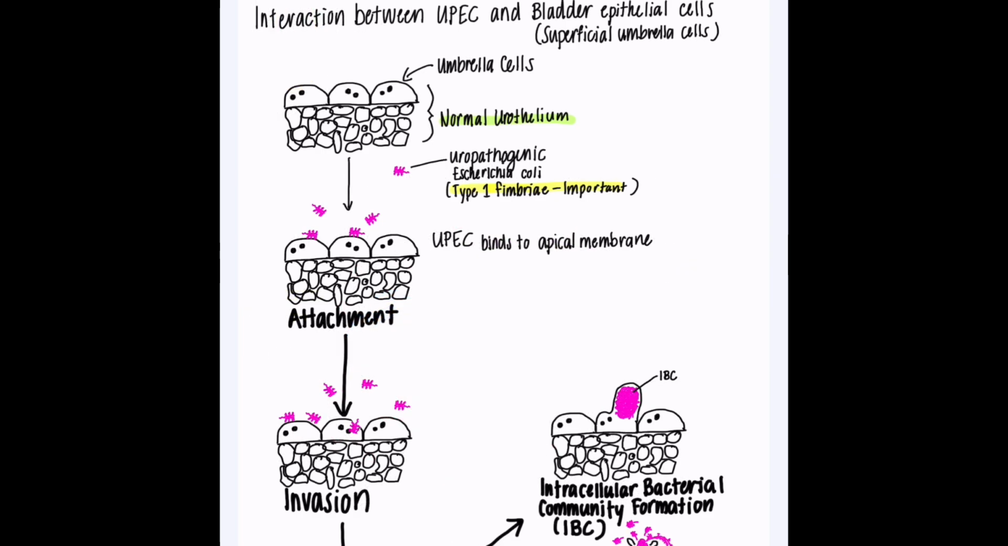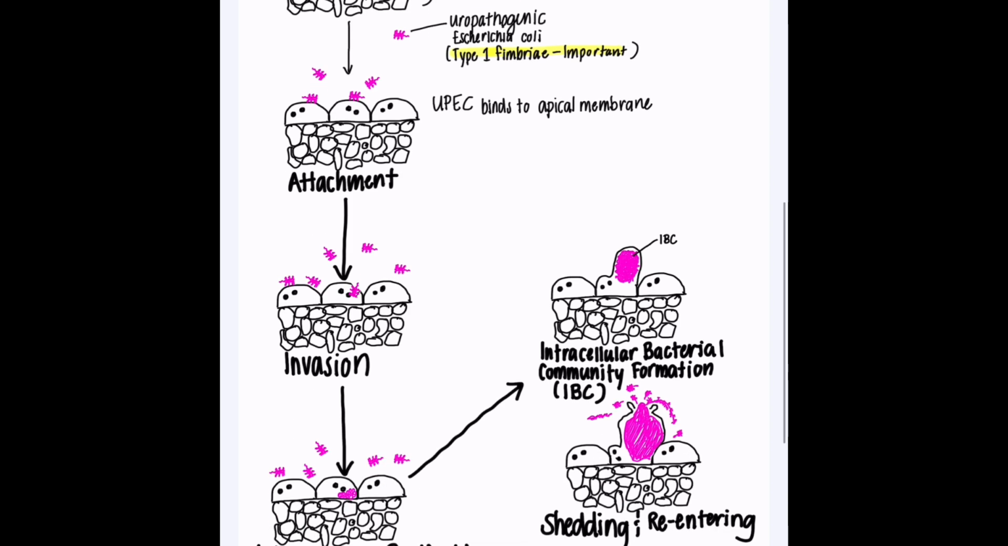Diving deeper into the interaction between UPEC and bladder epithelial cells, specifically the superficial umbrella cells shown here, you can see the attachment that UPEC does by binding to the apical membrane through the type 1 fimbriae. It begins an invasion and intracellular replication, which proceeds to intracellular bacterial community formation, IBCs. These IBCs are clusters of bacteria that replicate within the host cell, forming biofilm-like structures.